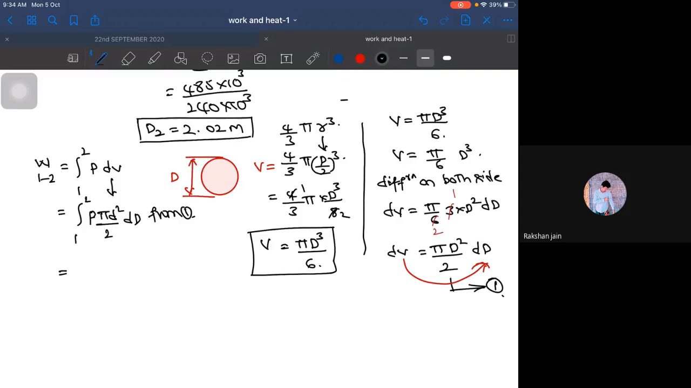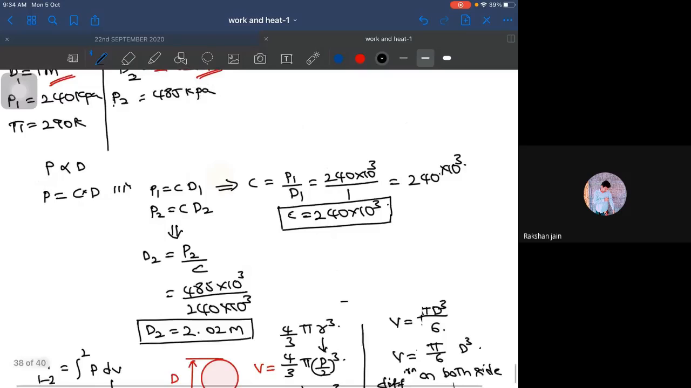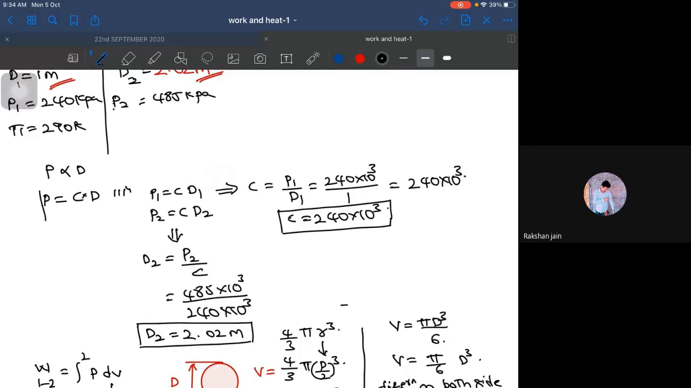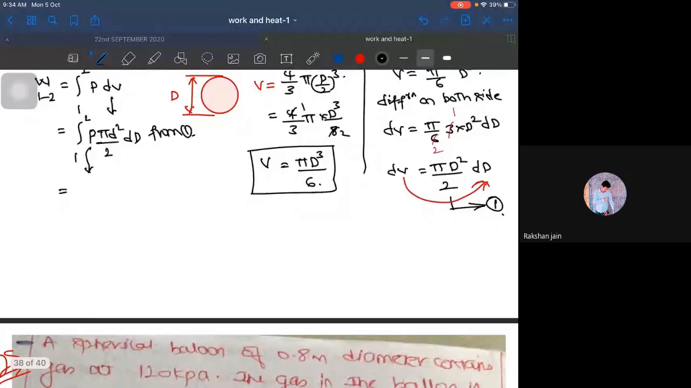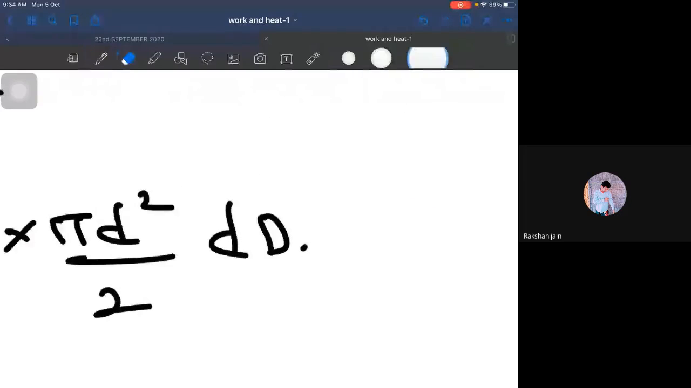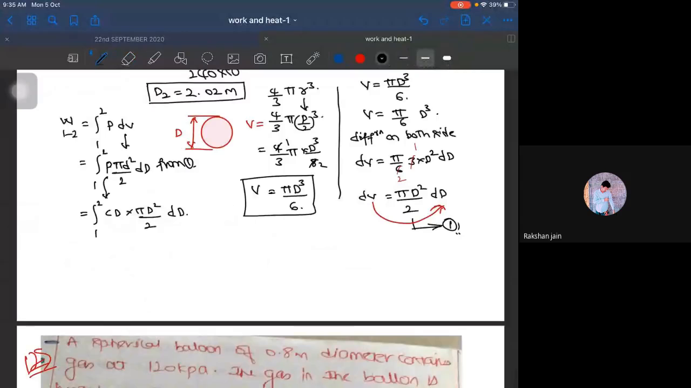Can I just write P here? What is P? P is nothing but C into D. All the things will be in diameter so that it will be easy for me to integrate it. So P I can take as C into D into pi D square divided by 2 into dd. Now entire things are in terms of D, so it is easy for me to integrate. Now I'll just take the constants away.